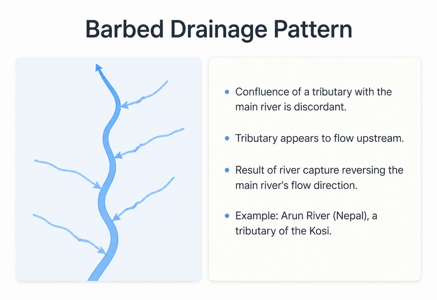Finally, we have the barbed drainage pattern. This is a fascinating anomaly where a tributary joins the main river at a backward angle, making it look like the tributary is trying to flow upstream. This usually happens due to a phenomenon called river capture, where tectonic tilting or erosion completely reverses the flow direction of the main river, but the old tributaries still point in their original direction. The Arun River in Nepal is a classic example of this.